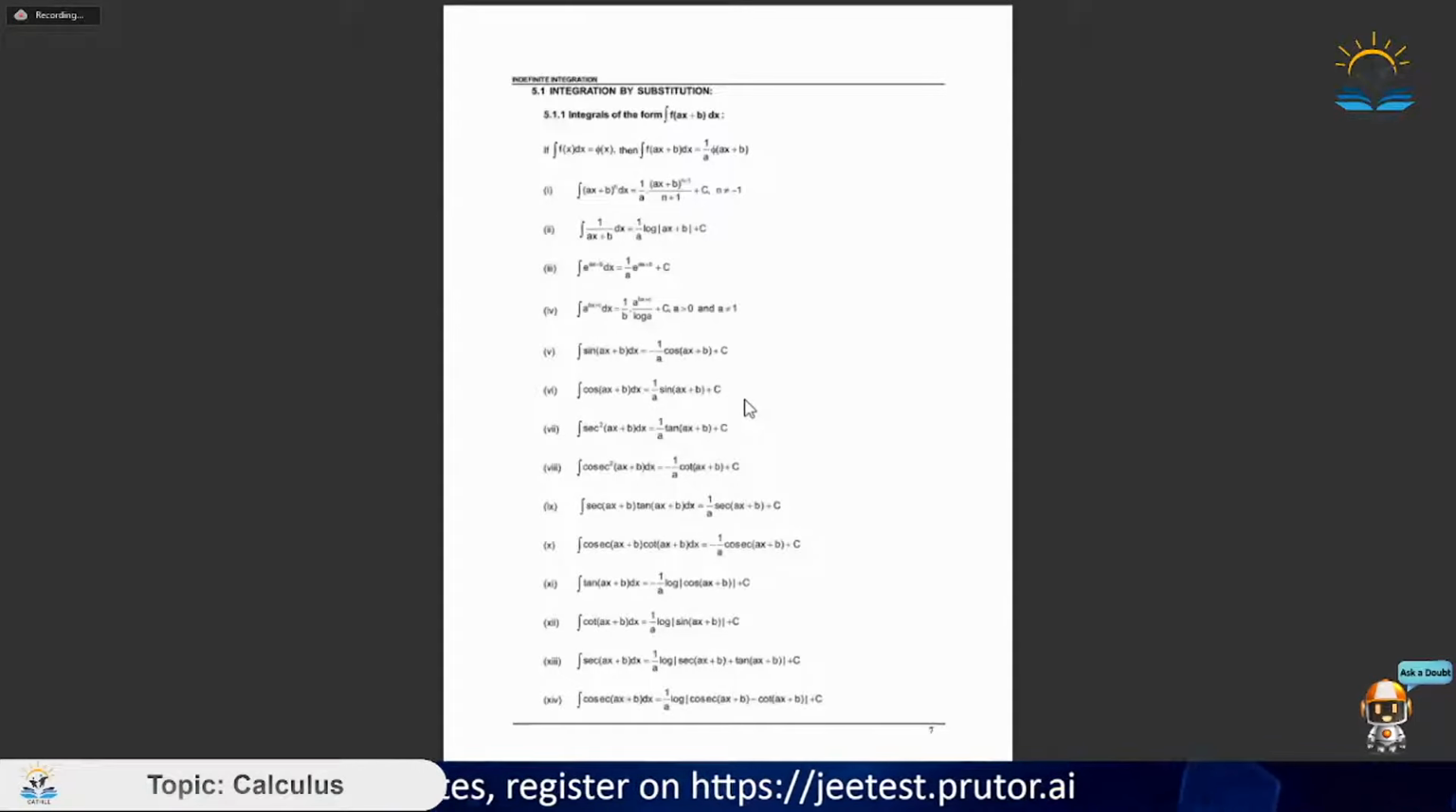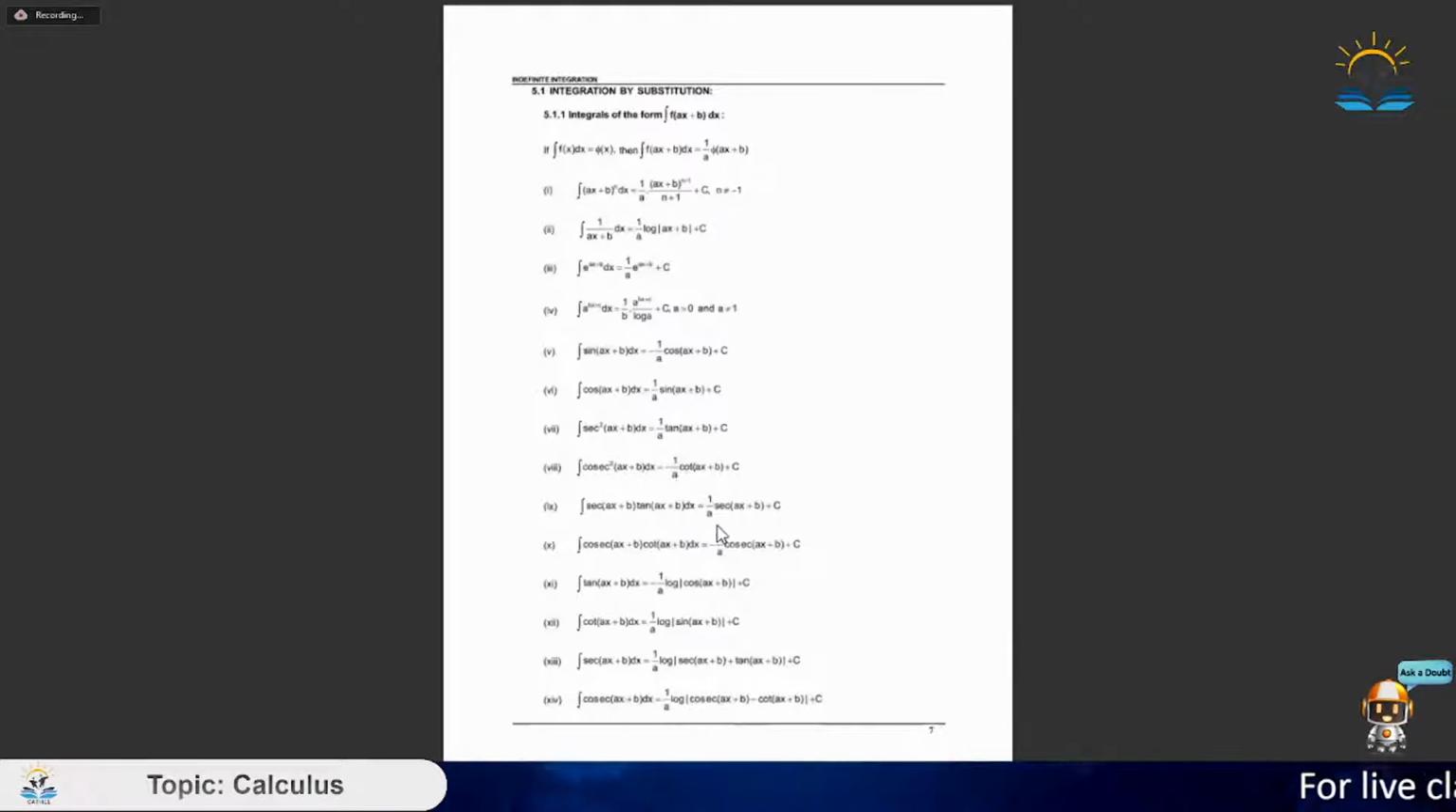Okay, now let us move forward. These were all the basic integration formulas that we have seen in the first slide. What we have just done is, in all these formulas, we have divided the answer by a, and we have replaced x by ax plus b. So this was the basic thing. It just seems that there are too many formulas to learn.